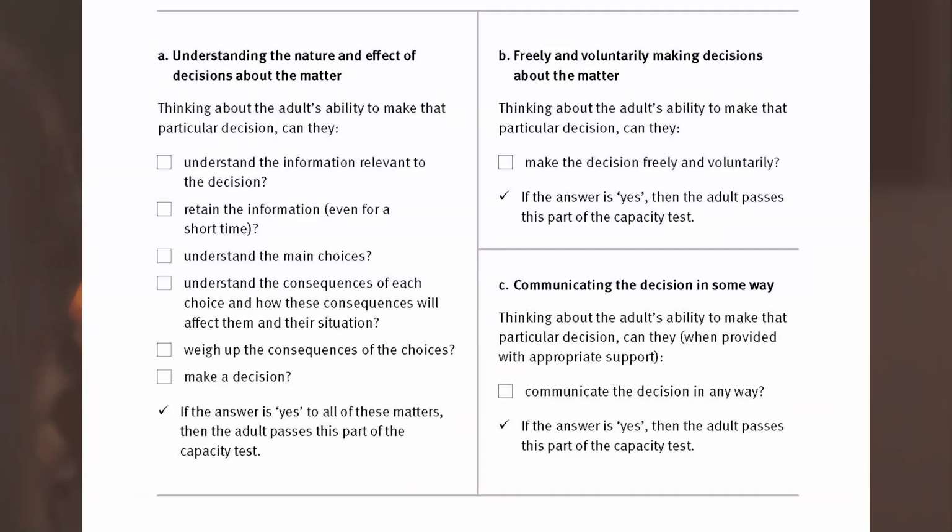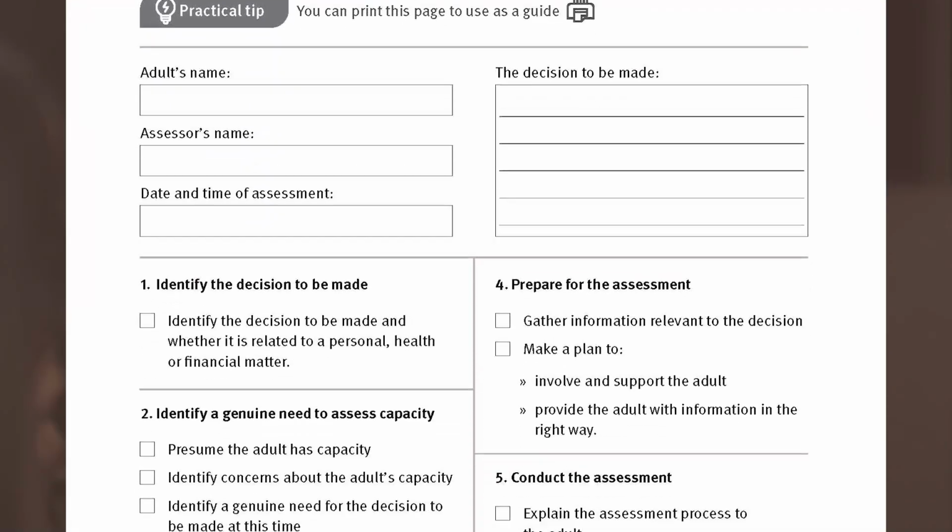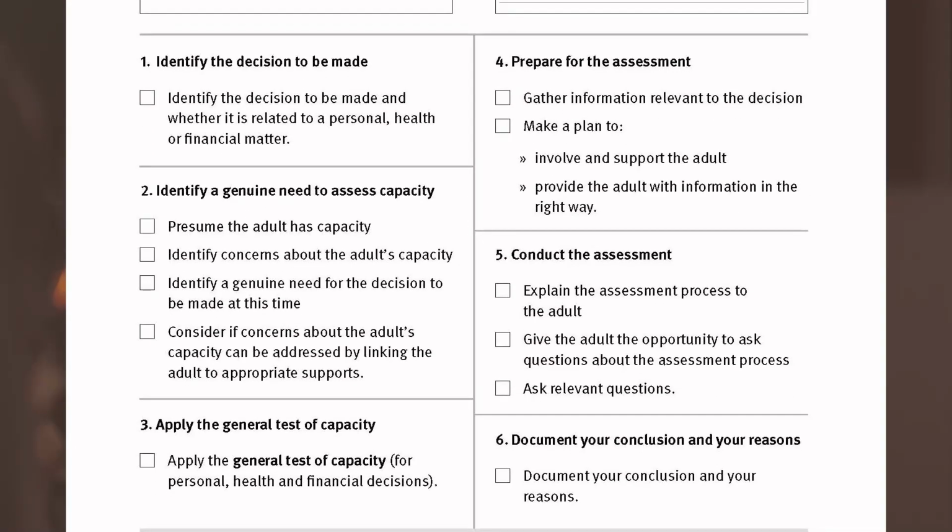So really having a concentrated pause on that. And then the next page provides a checklist, and once again focus on the decision to be made, identifying therefore there is a genuine need to assess capacity, that it's not just a bureaucratic or administrative requirement, because to have your capacity questioned is quite an emotionally vulnerable space to be in, and so that has to be respected, essentially.